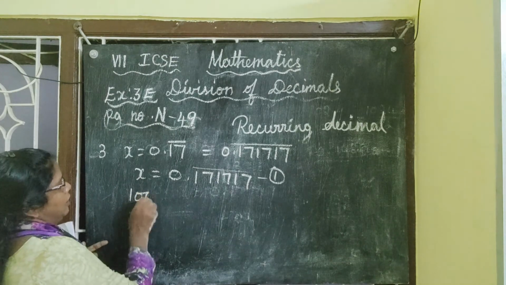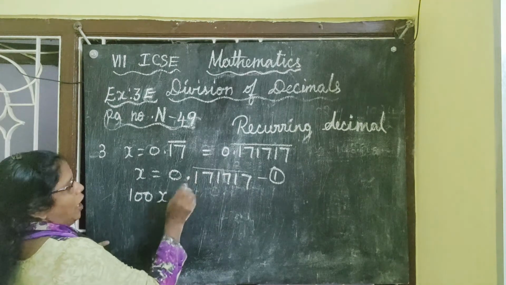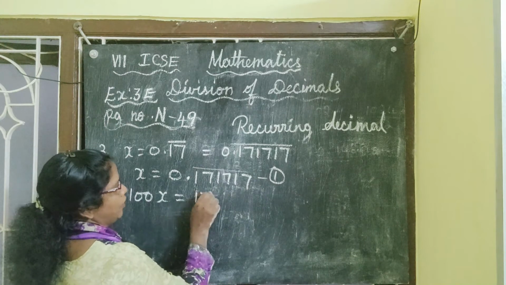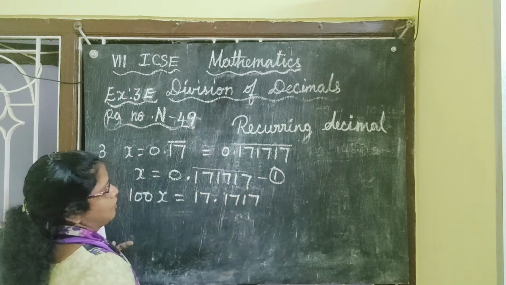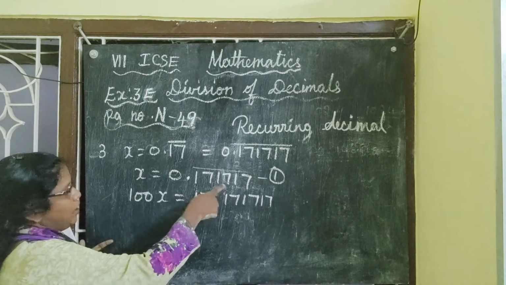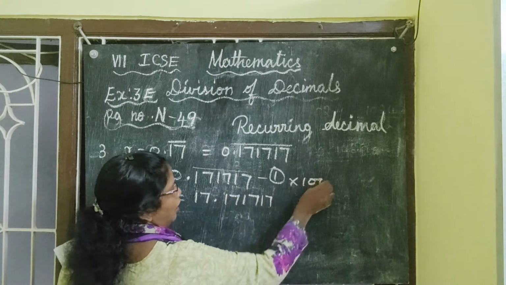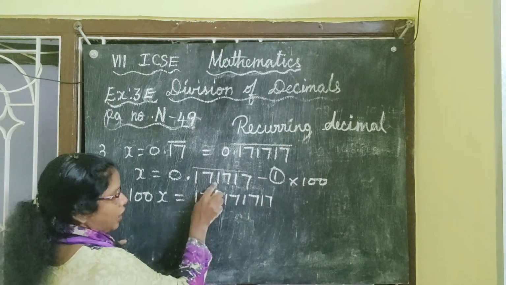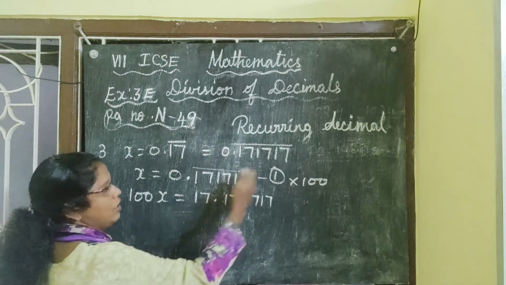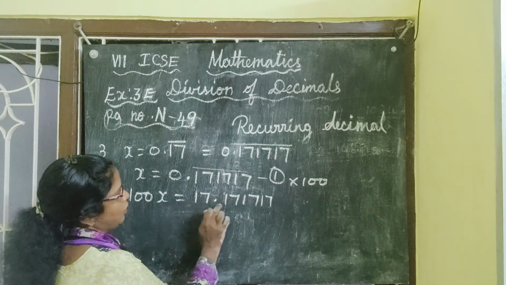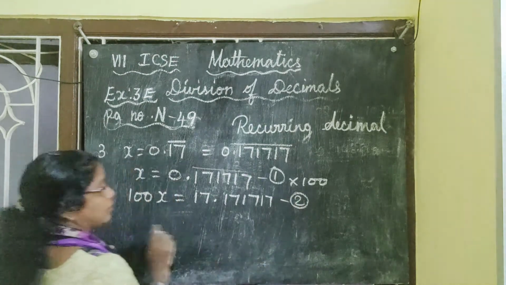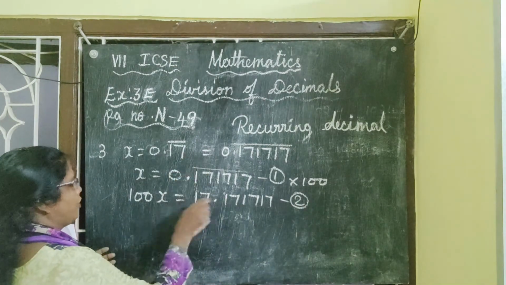100 into x is 100x is equal to 100 times 0.1717. When you multiply by 100, you move 2 decimals to the right, so it becomes 17.1717, and the number keeps on going. Why do the decimals move to the right? Because I am multiplying by 100. Division means we move to the left, multiplication means we move to the right. So 2 decimals move, giving 17.171717.